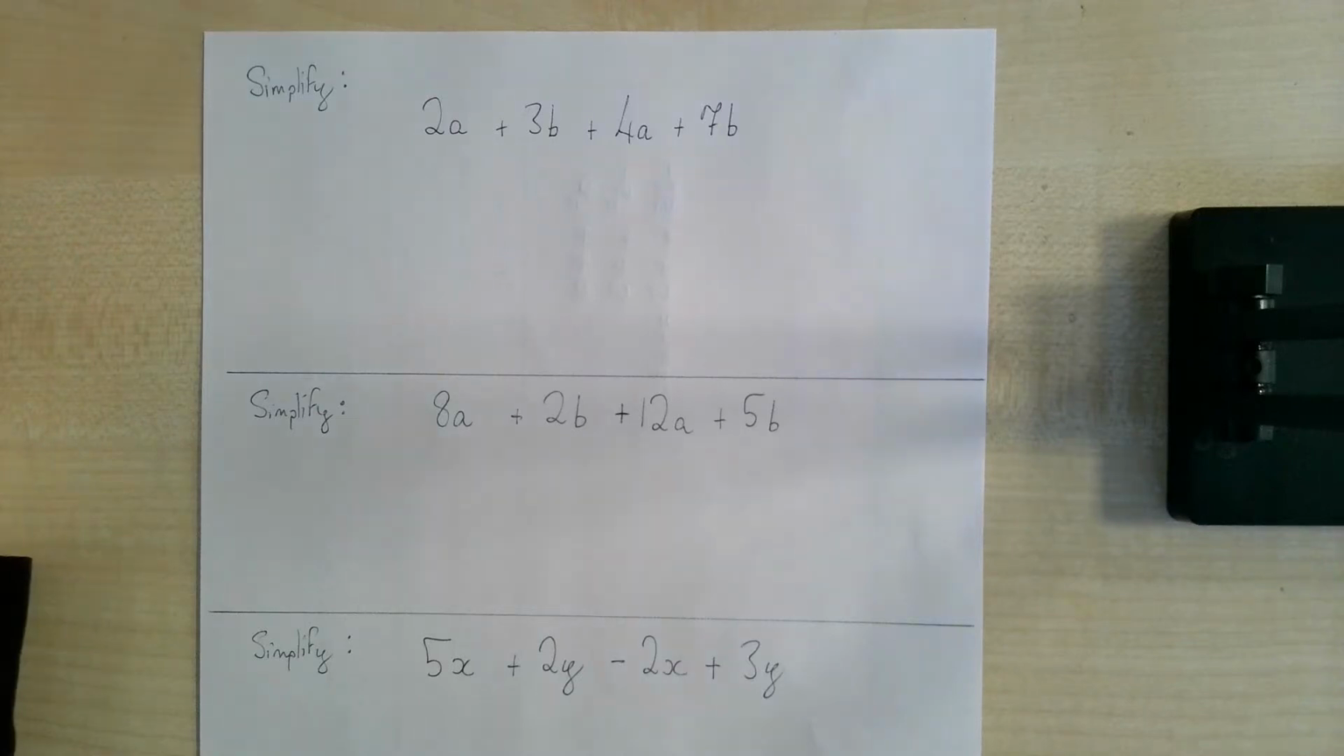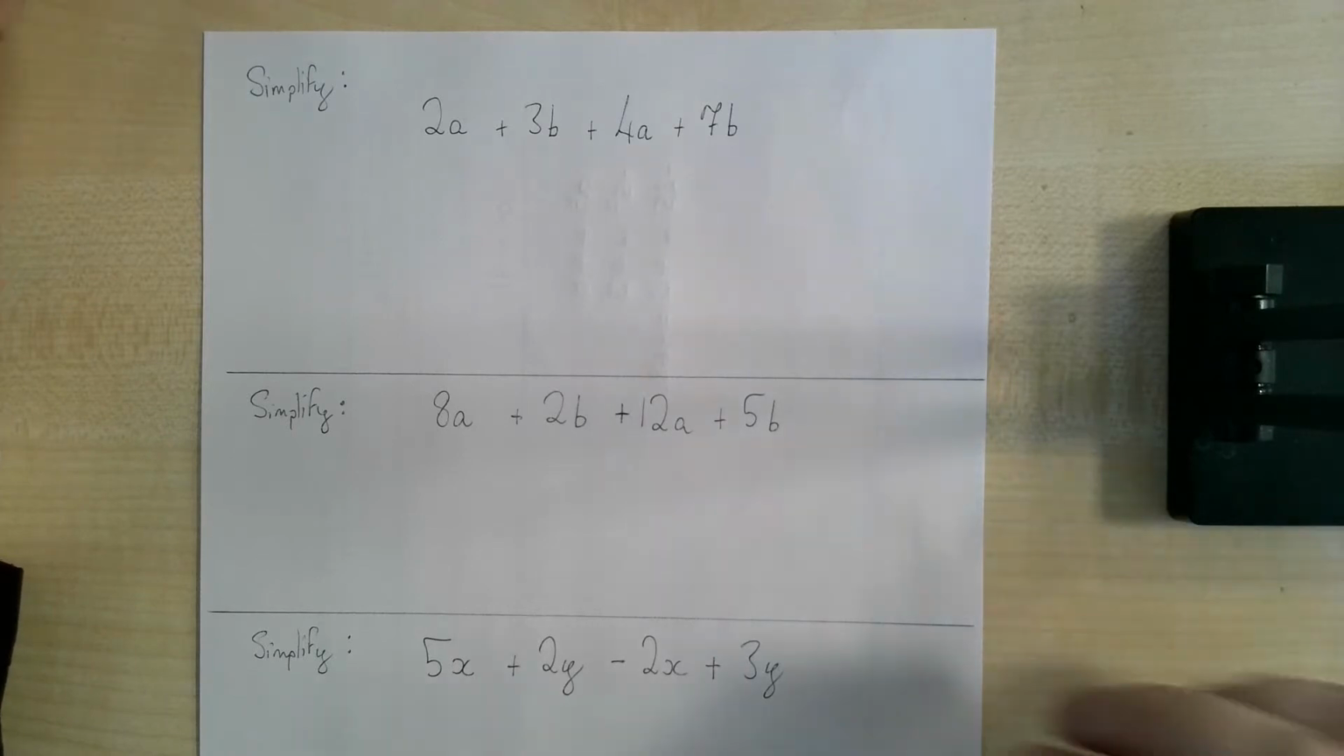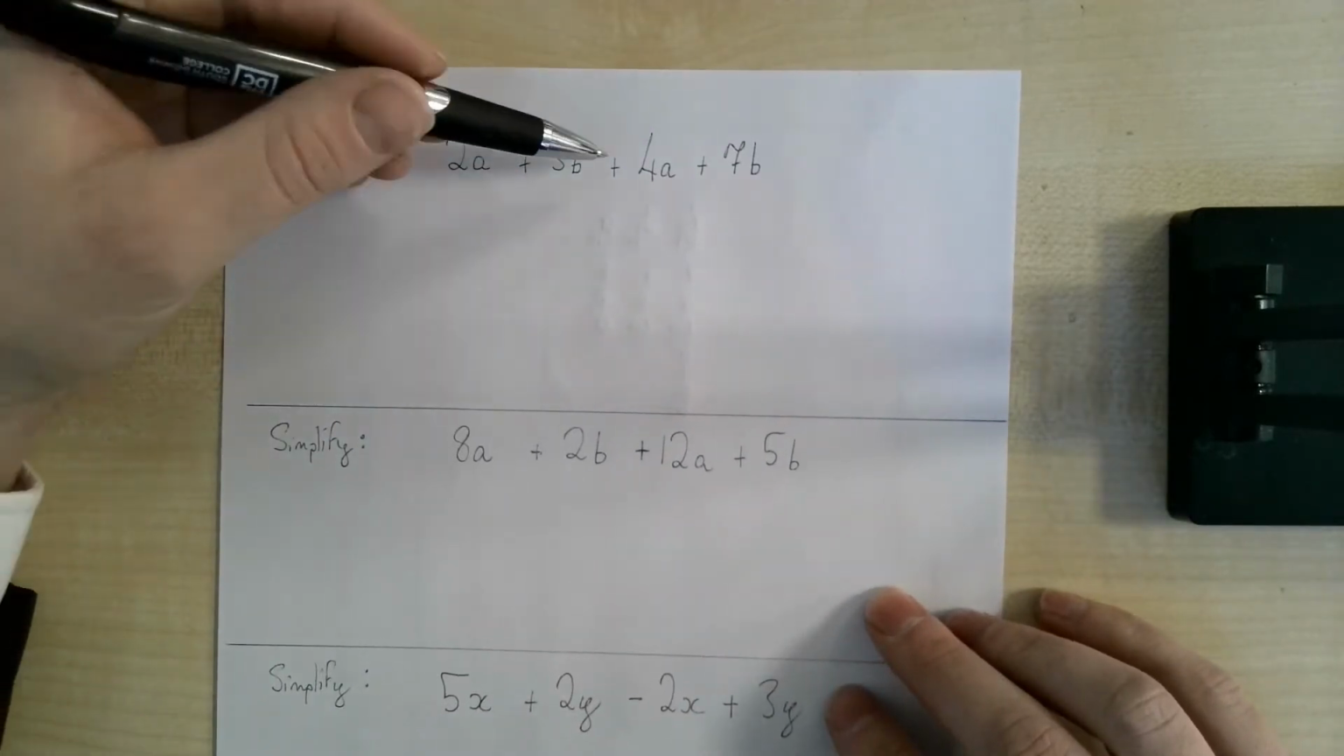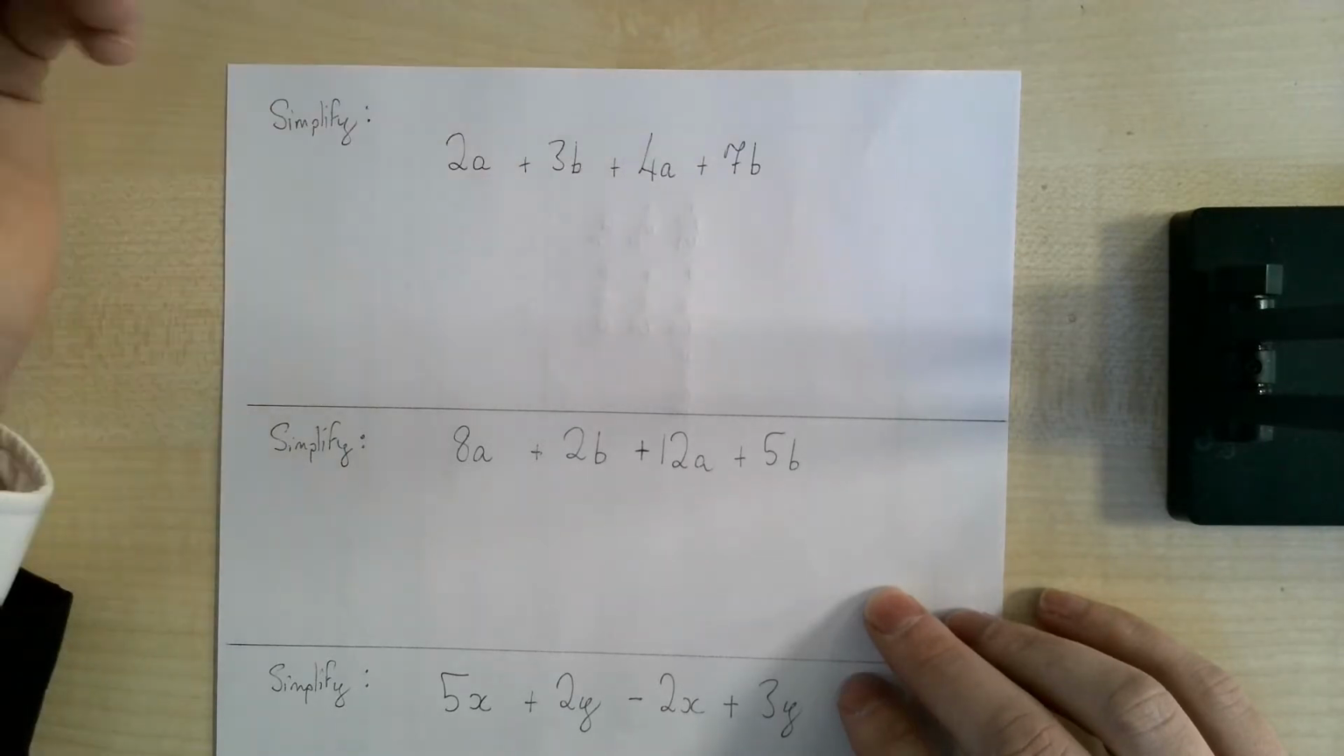Right guys, in this video we're going to look at simplifying some simple algebraic expressions. So at the top here we've got 2a plus 3b plus 4a plus 7b.